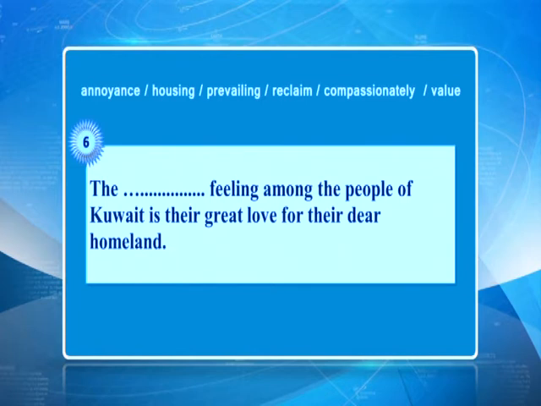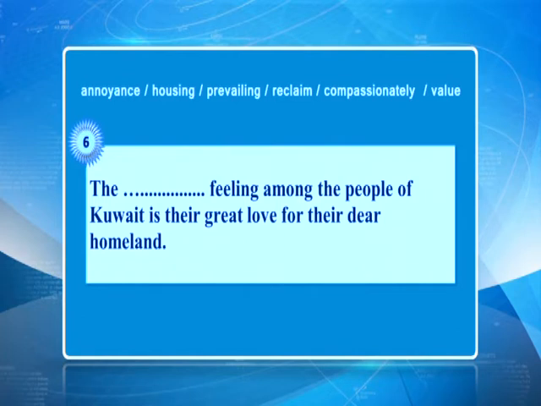Now, let's consider this sentence grammatically. Now, notice that we have a space, and before the space we have the article the, and after the space we have the word or the noun feeling. This is a noun phrase, and the word that is missing from this noun phrase is an adjective. Going back to the list and trying to find which of these words are adjectives, we will find that there is only one word, and that is the word prevailing. Okay? So prevailing here is an adjective, and that is the only adjective.